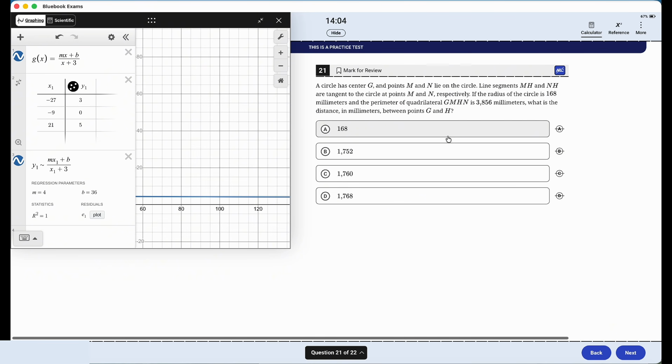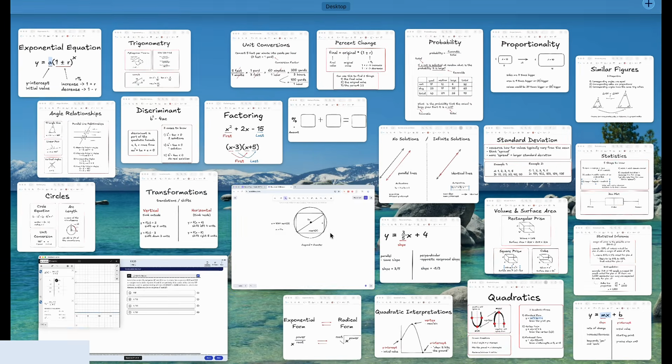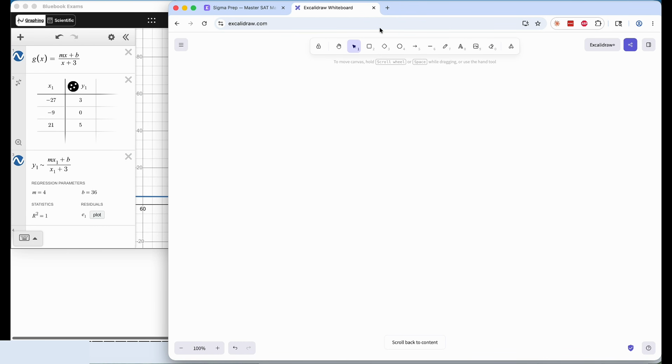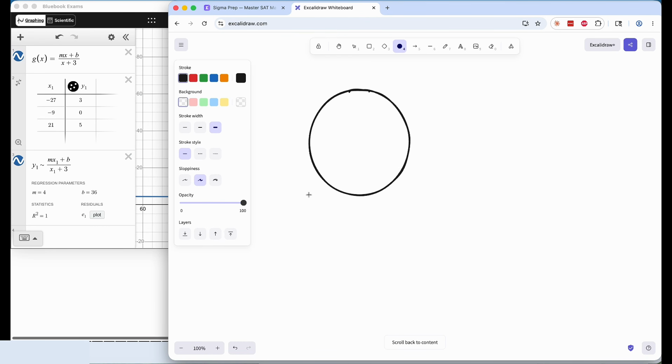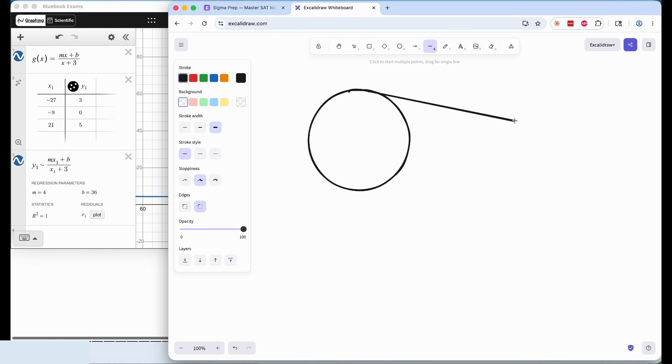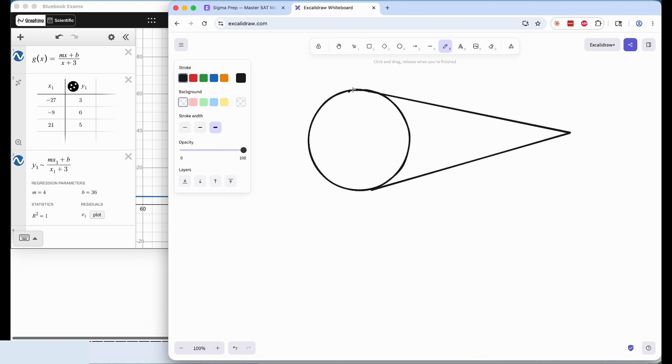Next one, circle G. A circle has center G. M and N lie on the circle. MH and NH are tangents. I've seen this question before about tangents. You need to know how to draw a circle with tangents, because if you know that, that's one part done. It makes it easy. So it would be like this. Tangents just touch the circle at some point, so it could look like this, just touching the circle here.